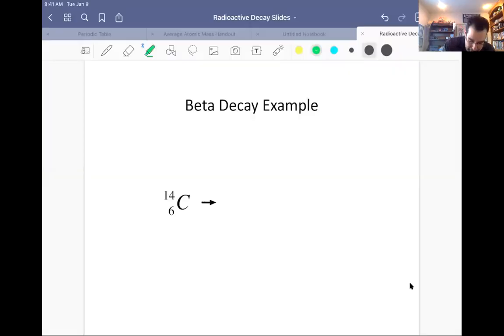Beta decay. If they tell you you've got a beta decay, that means the particle that is given up is going to be a beta particle. The symbol we saw was a fancy B. It's the Greek letter beta, the uppercase letter B in the Greek alphabet. In the upper left there was a 0, and in the lower left there was a -1. That is the beta particle.